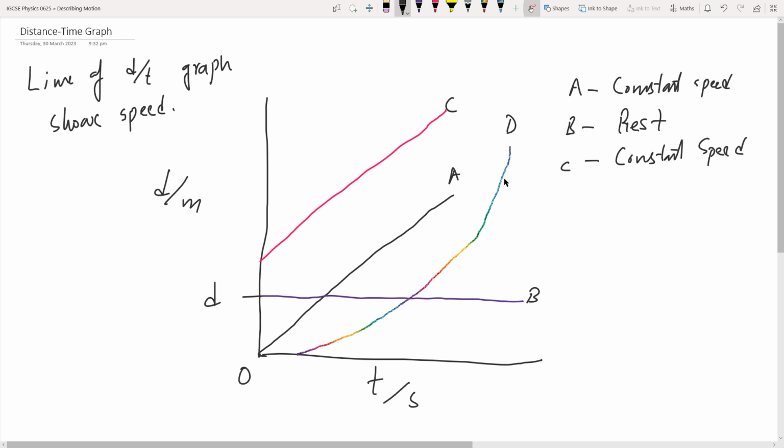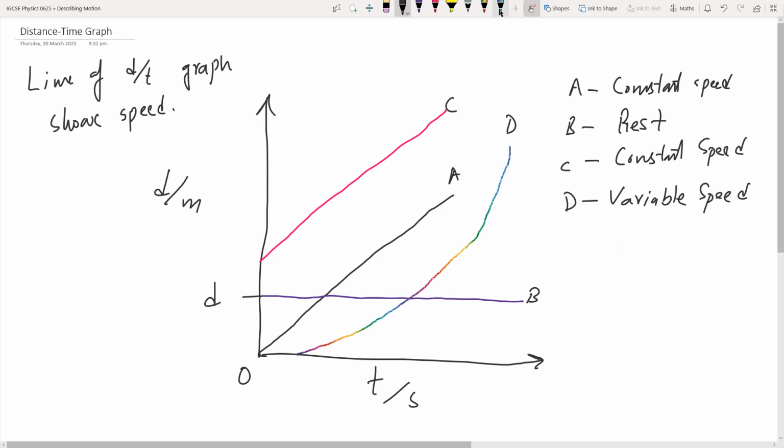So whenever you get a straight line away from both the axes, from both the x and the y axis, we call it constant speed, right? Then we have line D, which is a bit odd, right? It is curving, so we call it variable speed, right? So this is a bit of identification of what these lines are supposed to be.